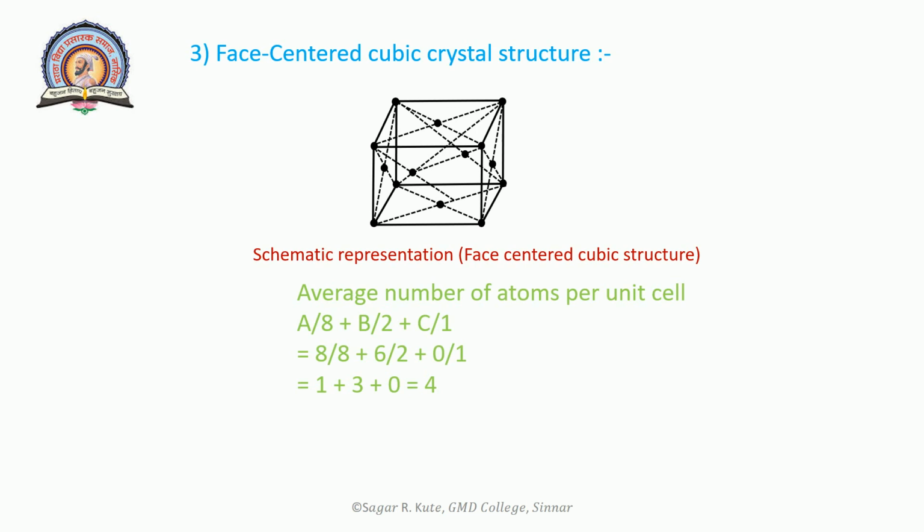Average number of atoms per unit cell is equal to A divided by 8 plus B divided by 2 plus C divided by 1. That is 8 divided by 8 plus 6 divided by 2 plus 0 divided by 1. That is 1 plus 3 plus 0 is equal to 4. Therefore, the number of atoms per unit cell is 4. This type of crystal structure is found in the following metals: cobalt, Ag, calcium, etc.